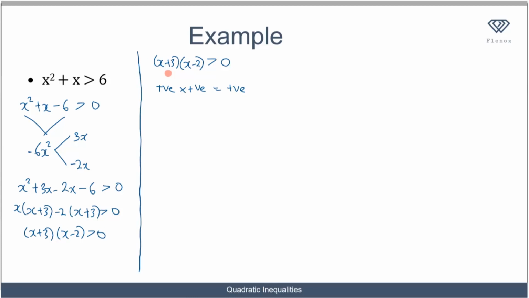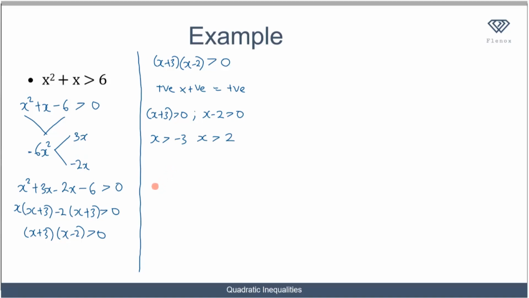So for the product of these two numbers to be greater than 0, either these two must be greater than 0 individually. That would mean either x plus 3 is greater than 0, and at the same time x minus 2 is also greater than 0. So these two numbers are positive. If you simplify this, you have x must be greater than minus 3, and at the same time x must be greater than 2. But now you just have to pick one of these. And how would you go about that?